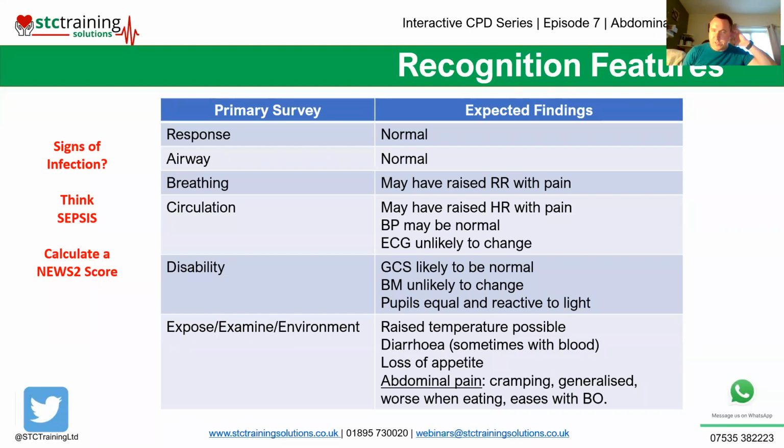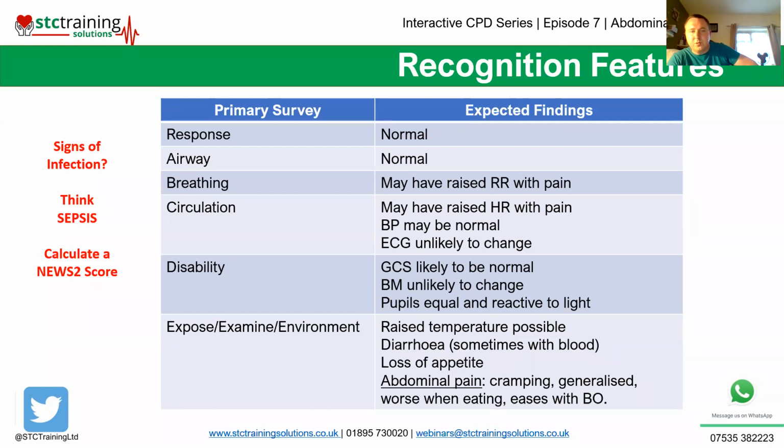The abdominal pain in this one is likely to be cramping. It's likely to be generalized, all over the place. Ulcerative colitis, being more on the left side of the patient's abdomen, tends to give more of a left-sided abdominal pain, whereas Crohn's tends to give a more generalized pain. It tends to get worse with eating, and it tends to ease slightly with bowel opening.